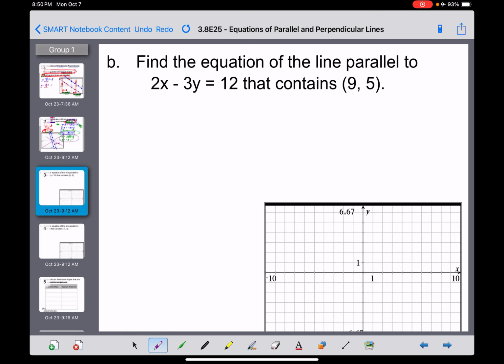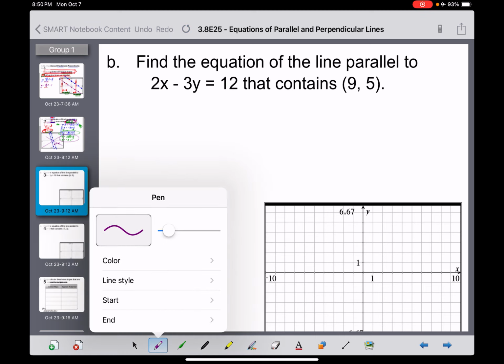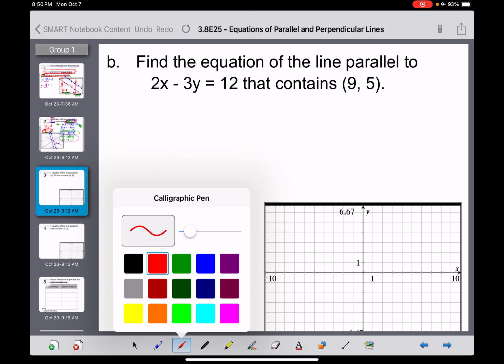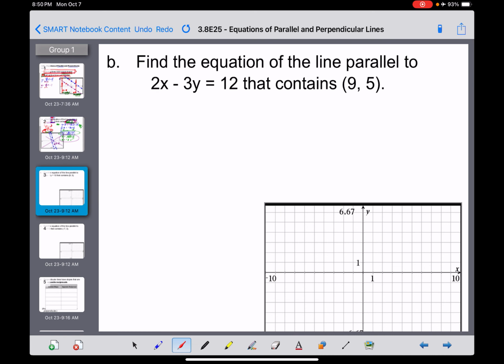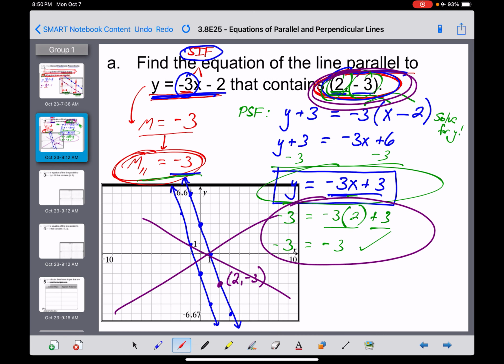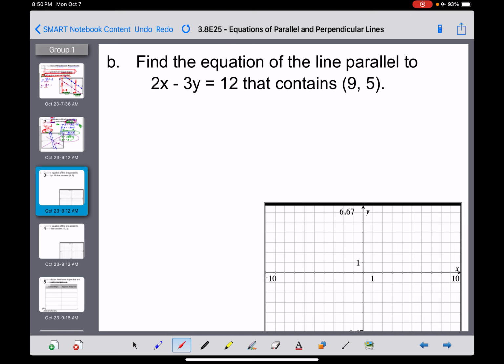Now, this one reads a lot like the one that we just did, but it's got one fundamental difference that maybe you'll see right off the bat. If you go back and look at that last example, the first thing we did is talk about the slope of the original line, and it was just negative 3. So now I'd ask you, again, we're trying to come up with the equation of a line parallel to this one right here. What is the slope of that line?